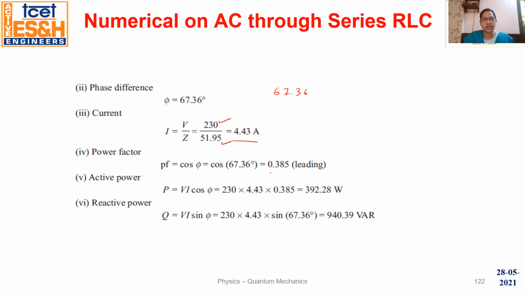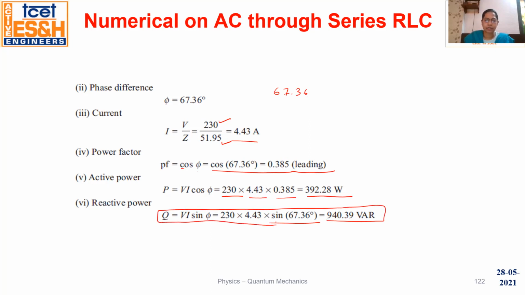Then power factor, when you solve for cos phi, is 0.385 leading. Now active power is 230 times current 4.43 times cos phi 0.385. So this is the active power, and reactive power is the sine component. So VI sine phi is 230 multiplied by 4.43 multiplied by sine 67.36. So this is the reactive power in terms of kVAR.